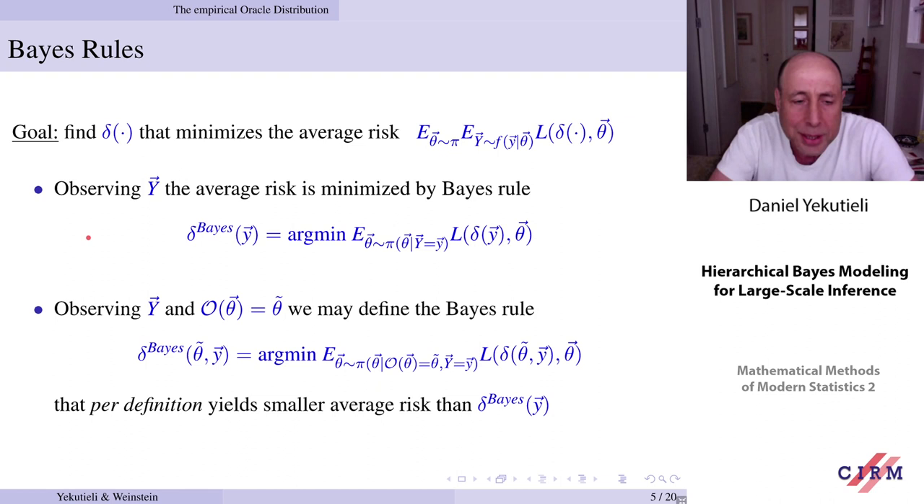And then in the standard case, we observe y, and then the average risk is minimized by the Bayes rule, where the Bayes rule is just a function of the observed data. And this is by definition the delta that minimizes the posterior expected loss, where we take the loss and take its average over the conditional parameter distribution given the value of the data. Okay, so this is the regular Bayes rule.